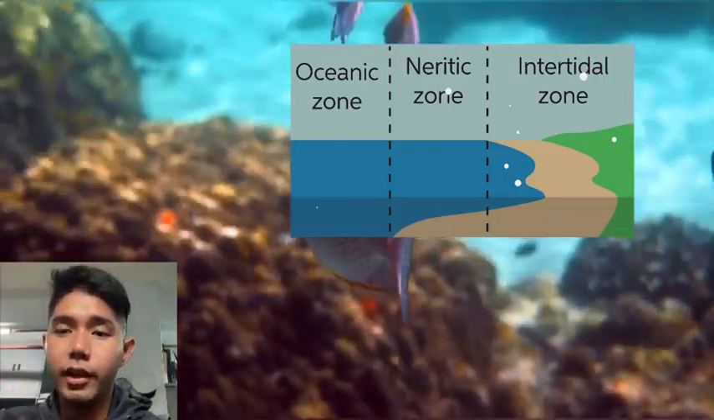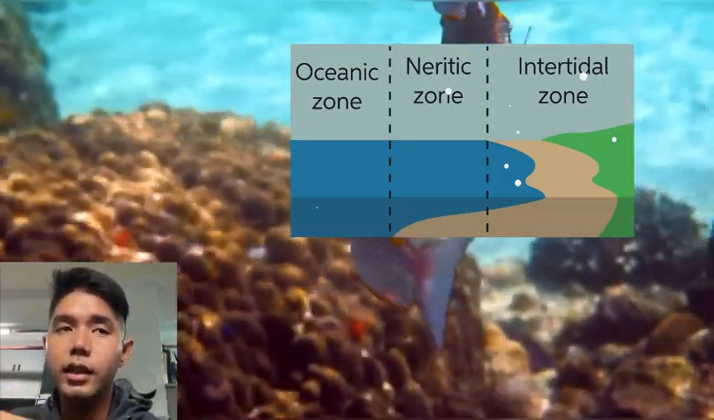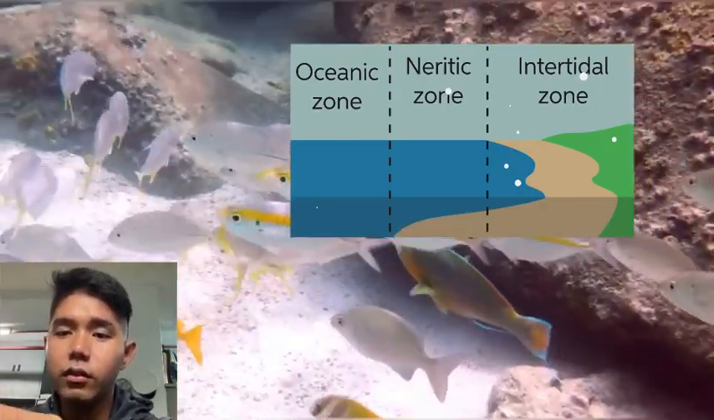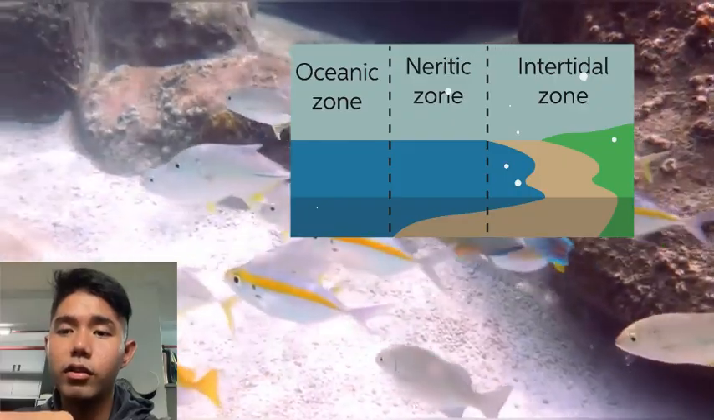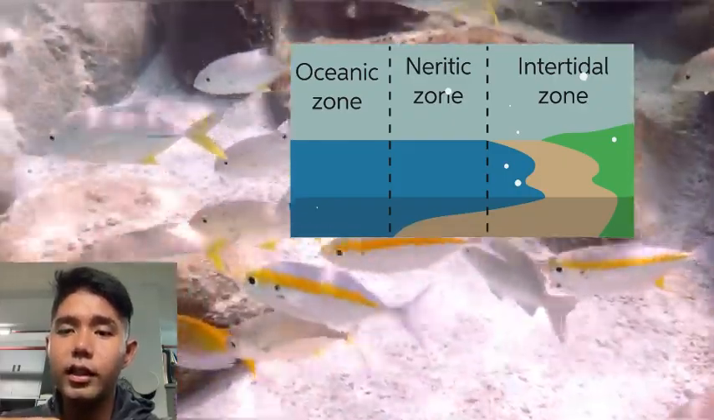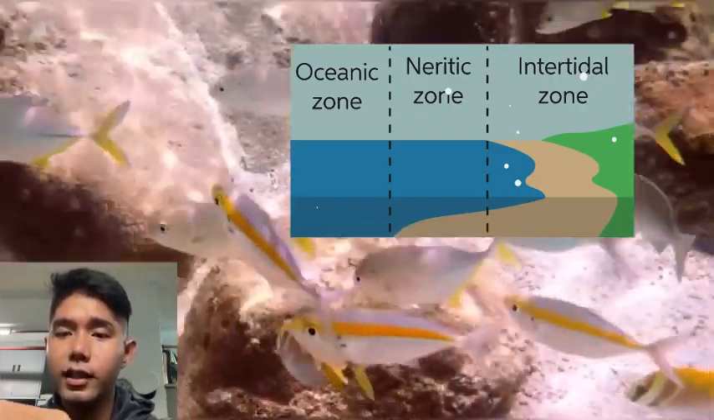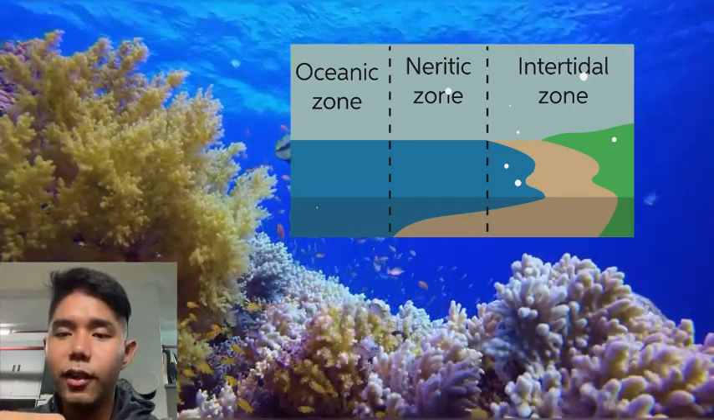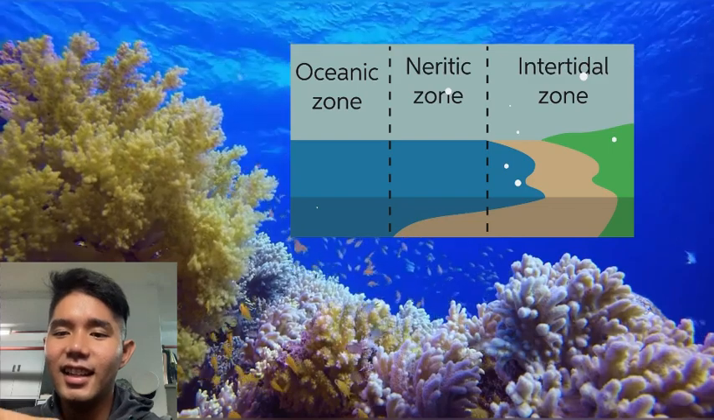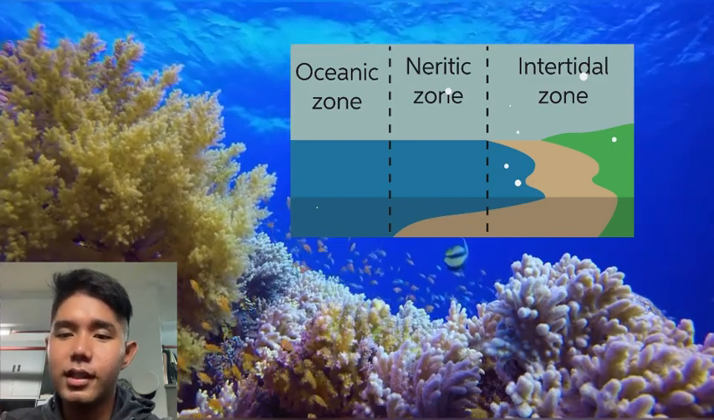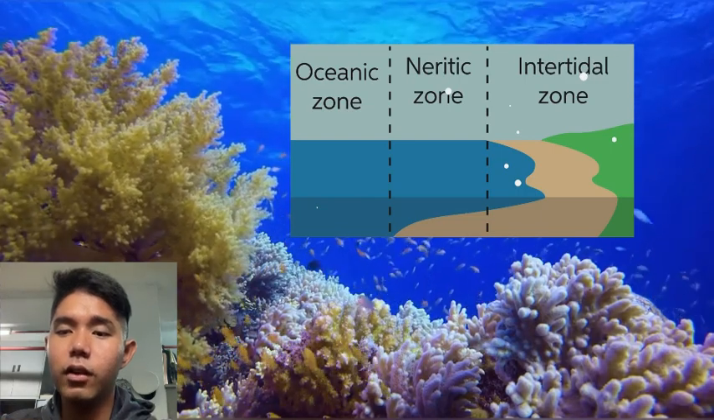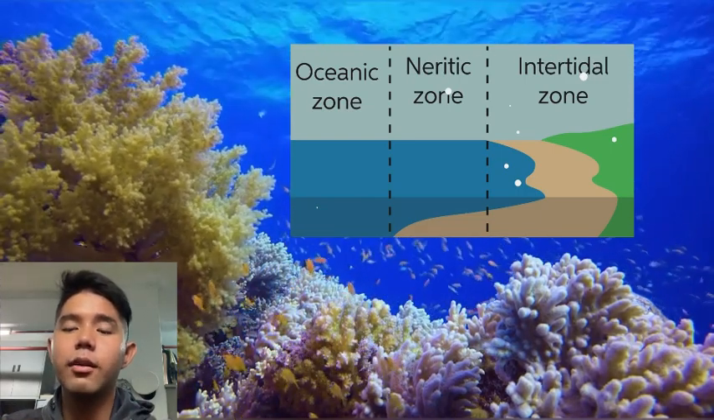From a marine biology perspective, the neritic zone, also referred to as the coastal ocean, is located in the photic or sunlight zone. The availability of sunlight in these regions makes photosynthesis, which forms the basis of the ocean ecosystem, possible.